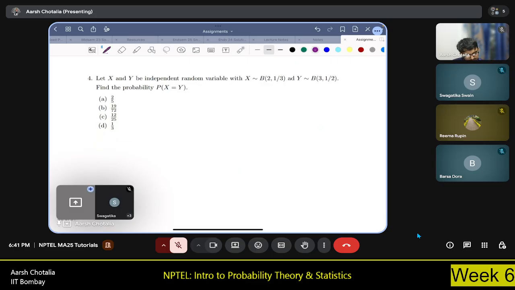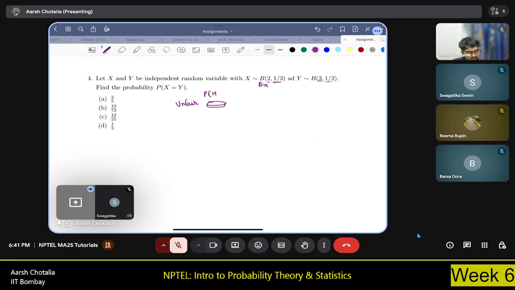Okay. The next one. Now we are given two independent random variables, but discrete ones. And these are binomial. Binomial with parameters 2 and 1 by 3 and 3 and 1 by 2. Okay. So in real sense, it would be like having two coins. So this one is unfair.